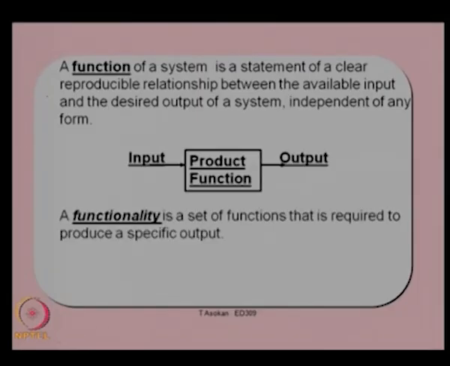And a functionality is a set of functions that is required to produce a specific output. So, if you want a specific output, then the system needs to have some set of functions, and that is known as the functionality of a system. So, if you take the elevator, if the elevator has to provide the service for transporting passengers, it has to provide many functions in order to give the specific output. So, there are multiple functions that need to be provided in order to get that output, and this is known as the functionality of a system, where it is a set of functions needed to provide a particular output.